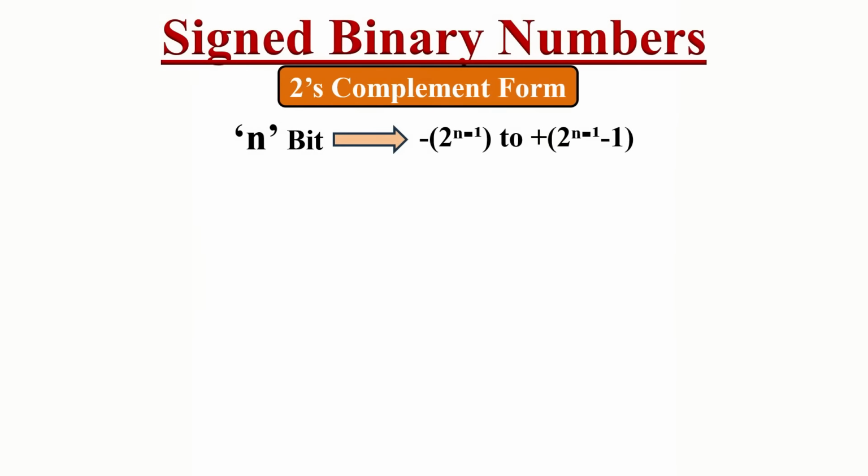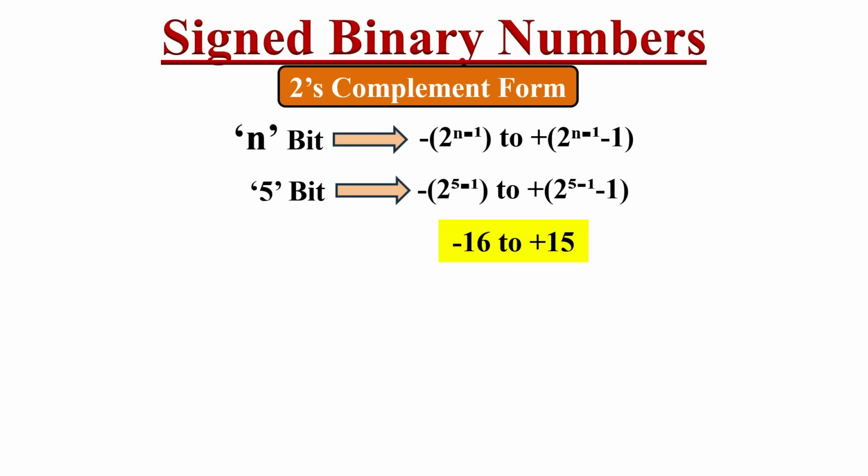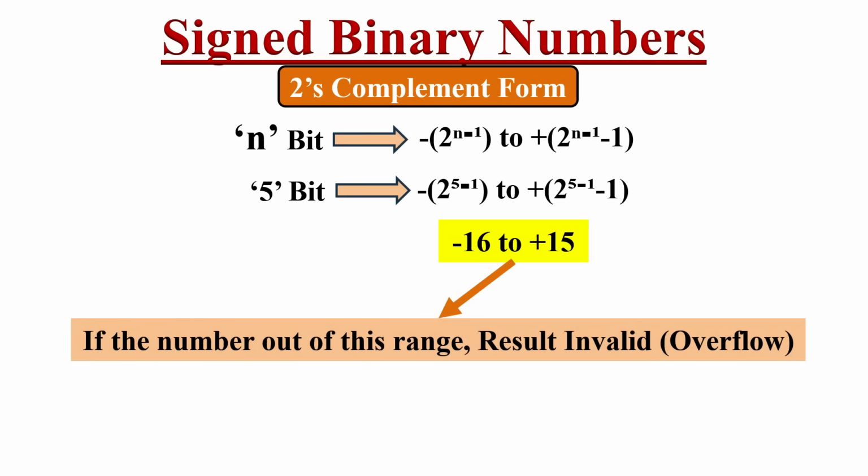Here we know that in 2's complement form, by using n bits, the range of binary numbers that can be represented is from minus 2 to the power of n minus 1 to plus 2 to the power of n minus 1, minus 1. So for 5 bits, it is in the range from minus 2 to the power of 5 minus 1 to plus 2 to the power of 5 minus 1, minus 1. That equals the decimal equivalent of minus 16 to plus 15. So after the addition, if the result is out of this range, then we will get an invalid result, which can be called an overflow condition.